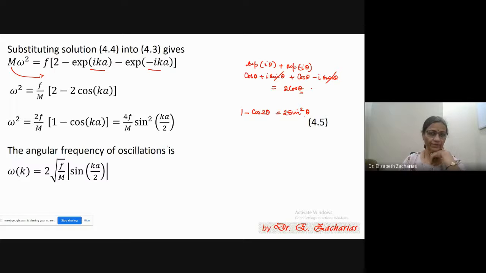And what is omega? Omega is the angular frequency of oscillation. So let us get omega from omega square. So omega will be under root of the right hand side.